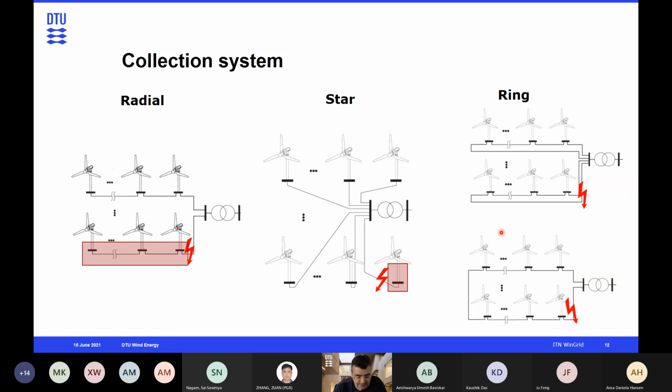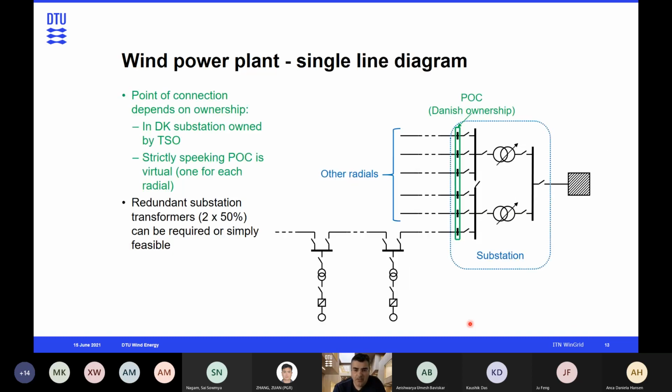So these are the three standard topologies for creating the collection system for wind power plants. The vast majority of them today are radial, but I think there is an increasing interest towards having more redundancy, especially when we have larger and larger plants, and then looking at ring topologies for the collector system.